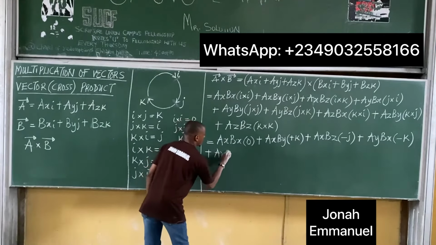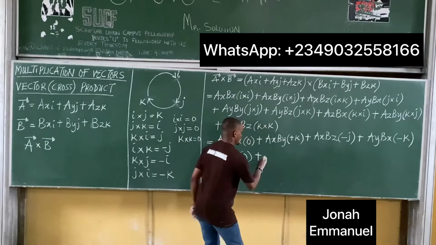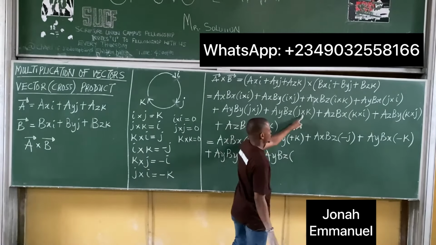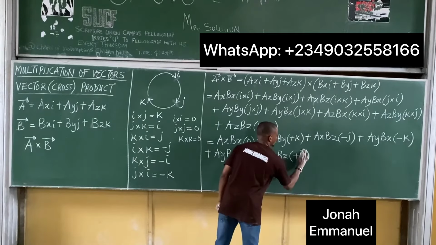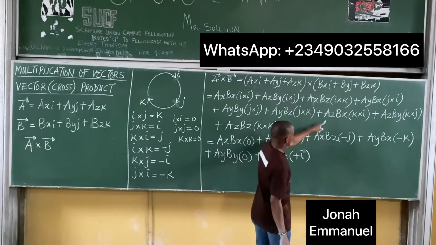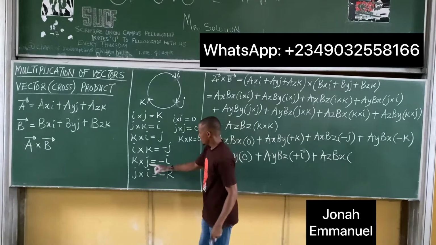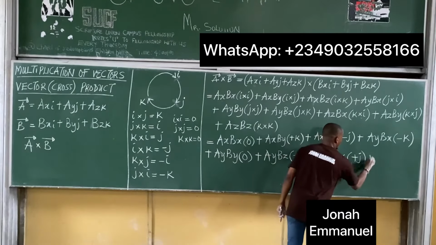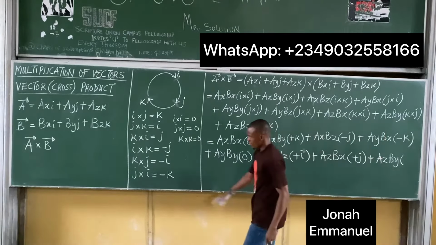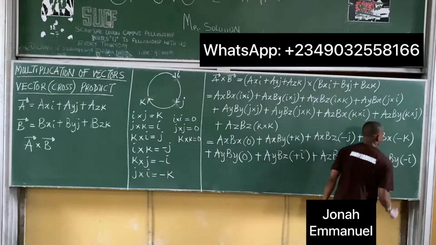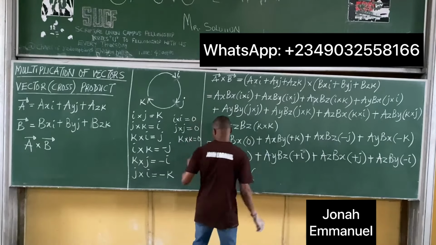Plus AY BY, J cross J, we said 0. Plus finally AY BZ, J cross K. J cross K is equal to plus I, so plus I. Next up, AZ BX, K cross I. K cross I is plus J, so plus J. Plus I have AZ BY into K cross J. K cross J is minus I, so I have minus I. And then finally plus AZ BZ, that's K cross K, which we said is equal to 0.